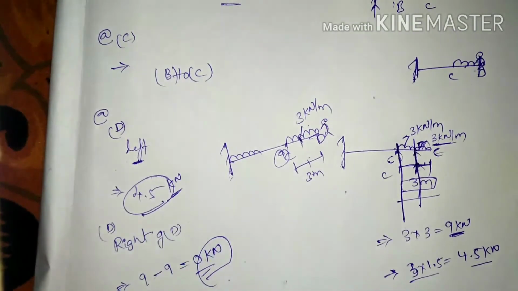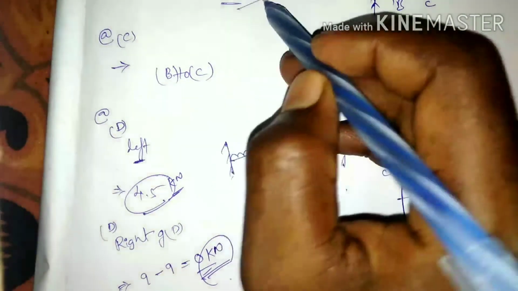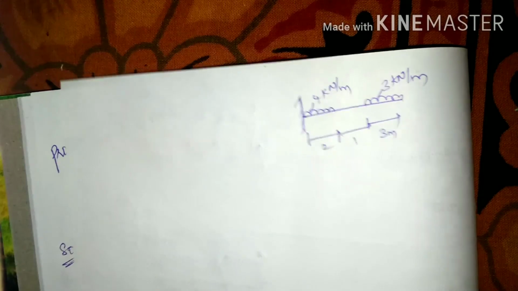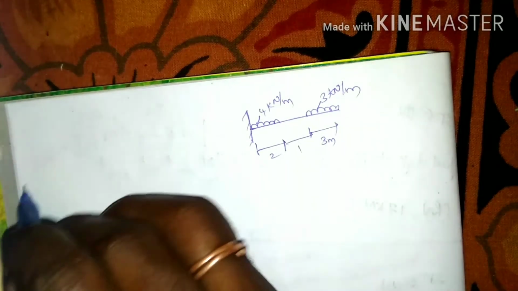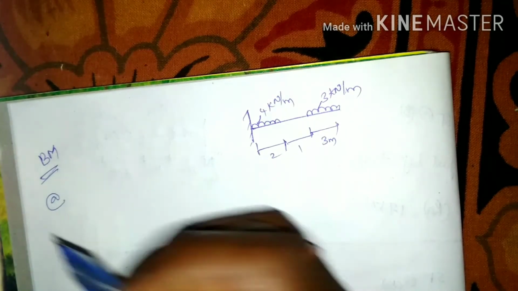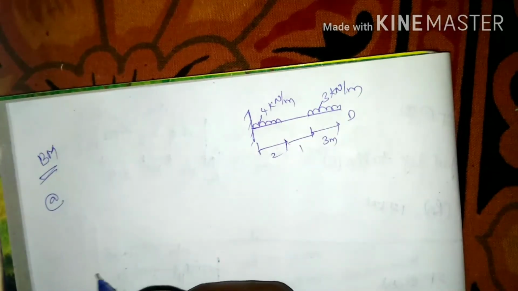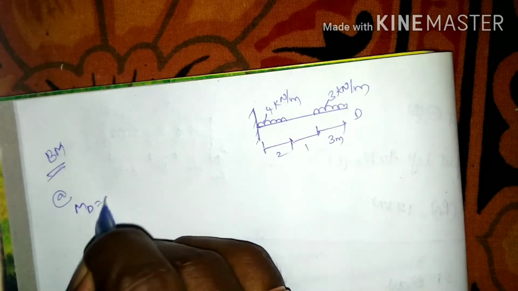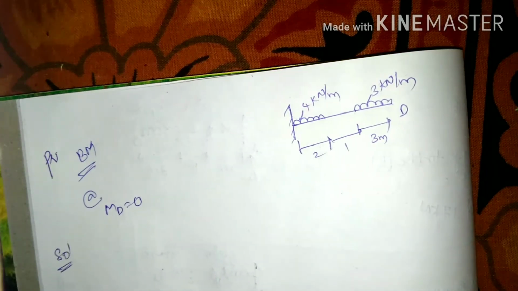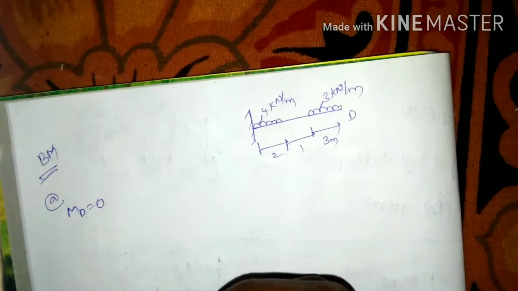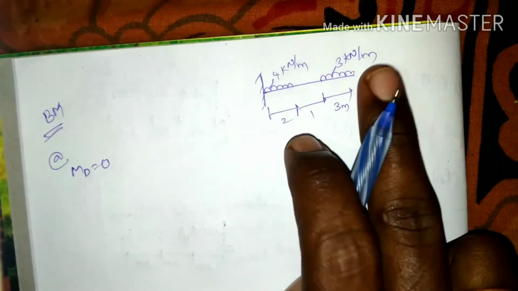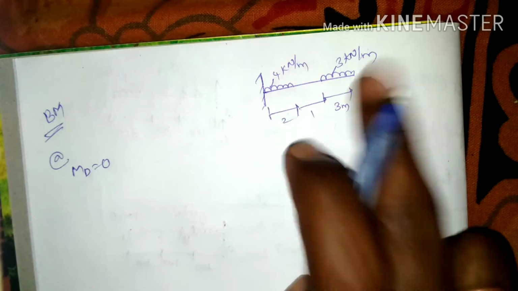And next, by these values of 0, 9 and 17, we are going to draw the shear force diagram. Next, we are going to find the values of bending moment. Here at D, it is 0. Moment about D is equal to 0. Moment should have a force and its perpendicular distance.